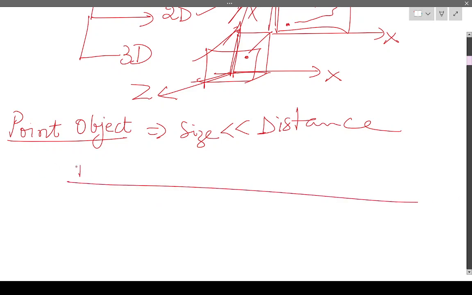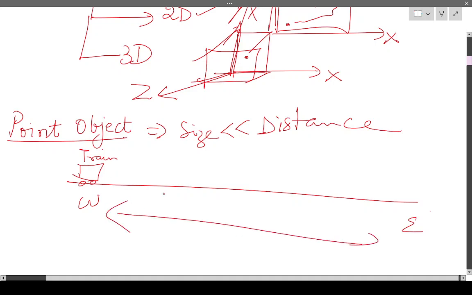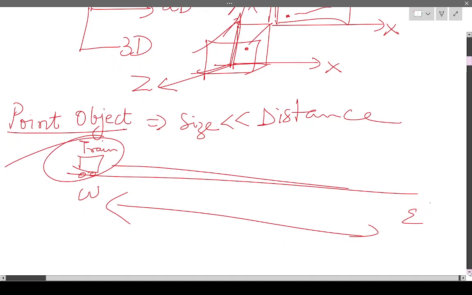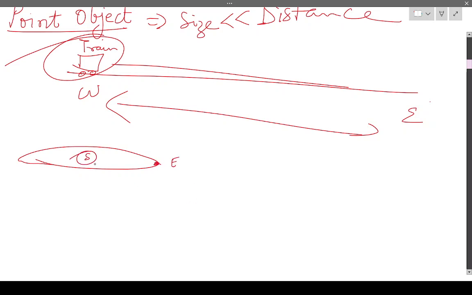For example, you can take a train. It is moving from, let us take, the southern part of India to the northern part of India, or else, let us take somewhere west to east, something like that. Then I can say that the distance between these two parts is very large and the train size is very small. Then I can treat it as a point object. With respect to the planet, Earth is revolving around the sun. But the distance the Earth is covering is very large, so I can treat Earth as a point object.